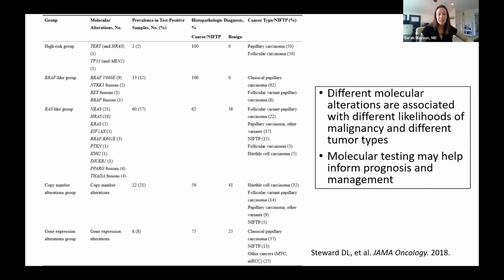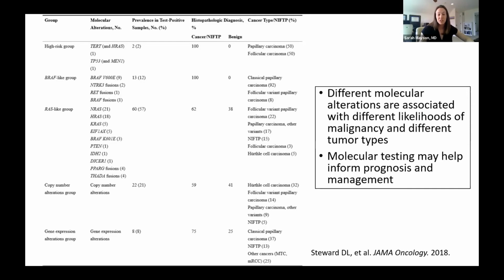represented classic PTCs. The RAS-like group included RAS mutations, BRAF K601E mutations, among others. And nodules with these molecular alterations, as you recall, can be benign or malignant neoplasms. And overall, 60% of the RAS and RAS-like nodules in the study were cancer and NIFTP. The high-risk group listed up top includes nodules that have TERT mutations and other high-risk genetic alterations. And these are associated with a very high probability of likely high-risk cancer, particularly when these are seen in combination with other gene variants such as BRAF V600E.